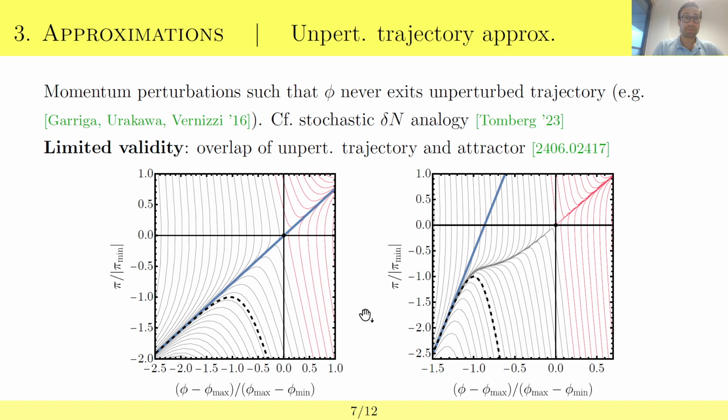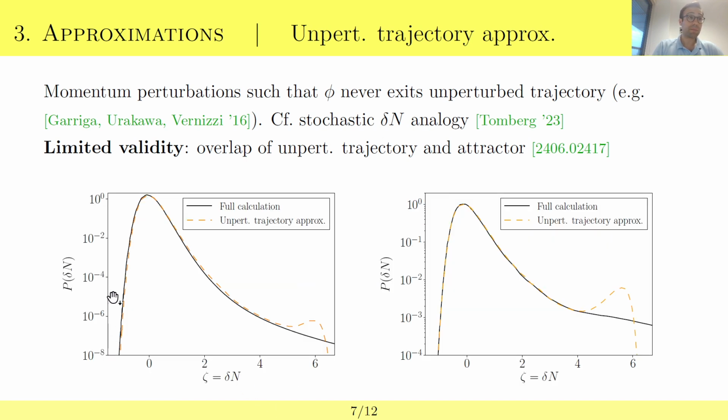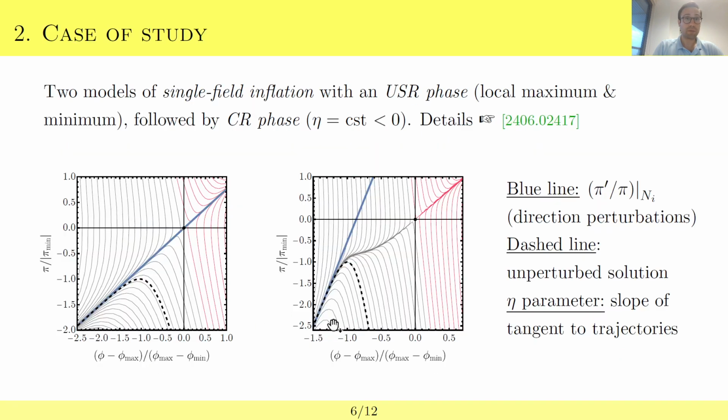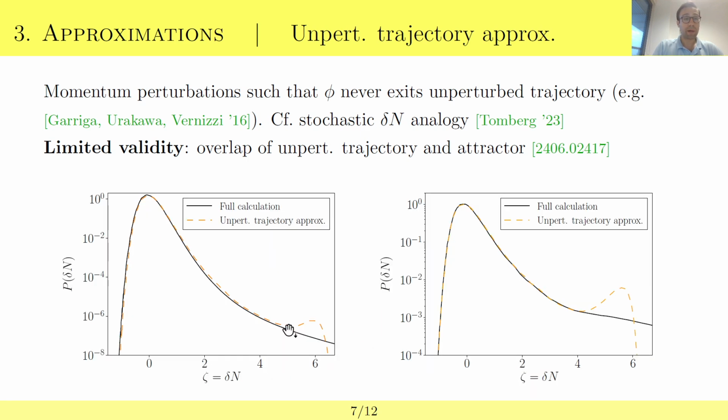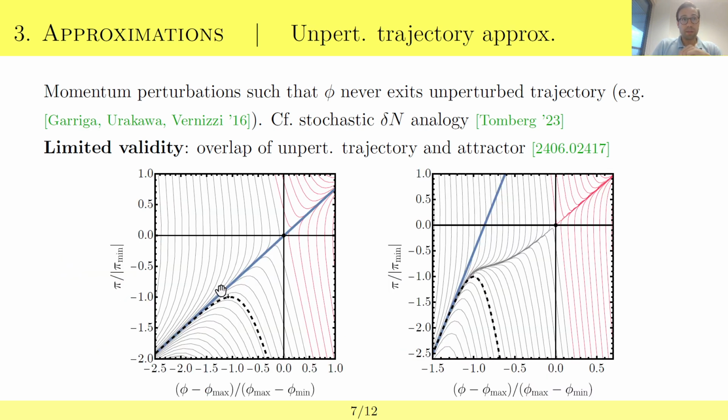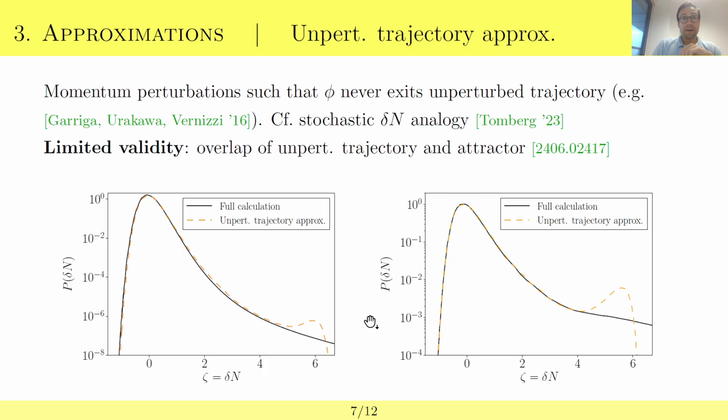And this is precisely what we see when we plot the PDF. The black line is the full calculation, the one in which the field is consistently perturbed along the blue line. This produces the usual exponential tails that people have reported in the presence of ultra-slow roll phases. And the unperturbed trajectory approximation coincides well for both models for small perturbations, but eventually it fails, and the failure corresponds to this departure here between the blue line and the dashed line. And as we argued in our recent paper, this failure always takes place in the characteristic shape of a bump, so a slight increase followed by a super exponential cutoff.